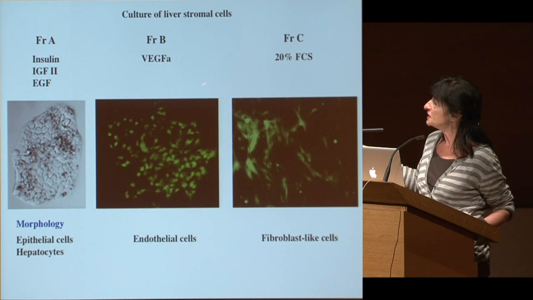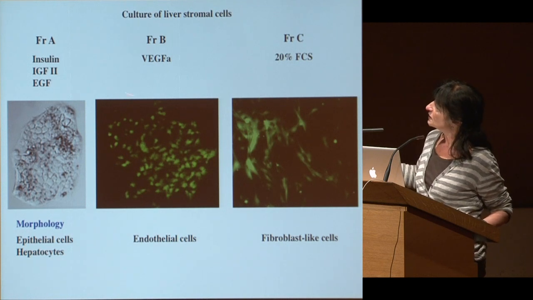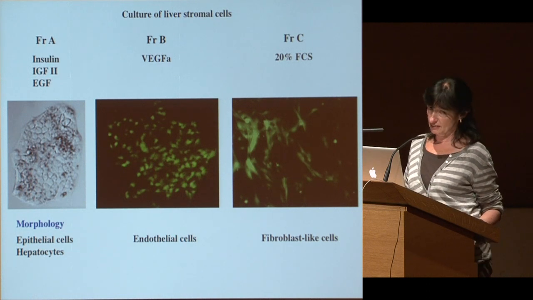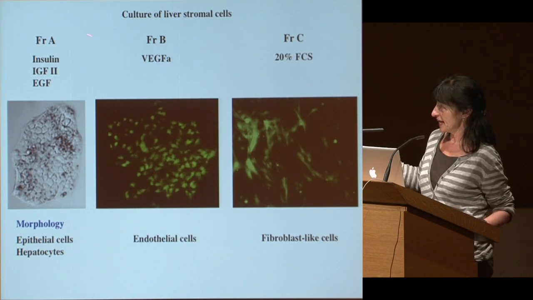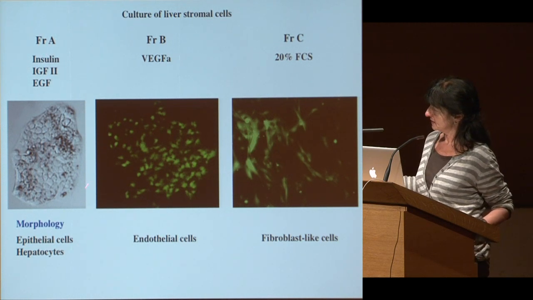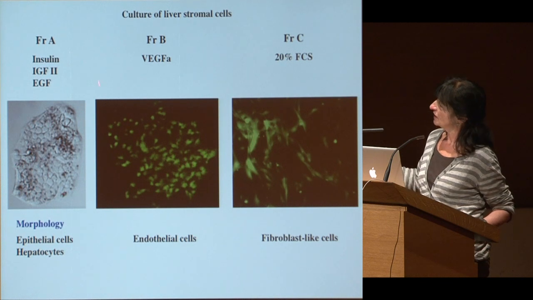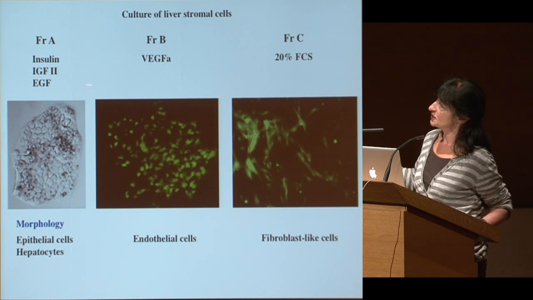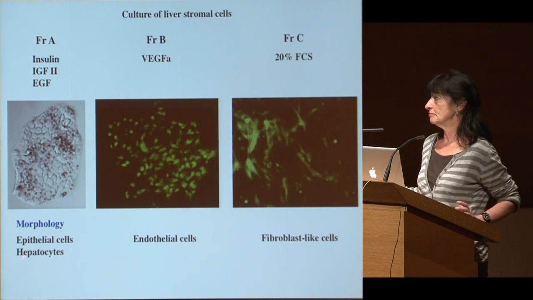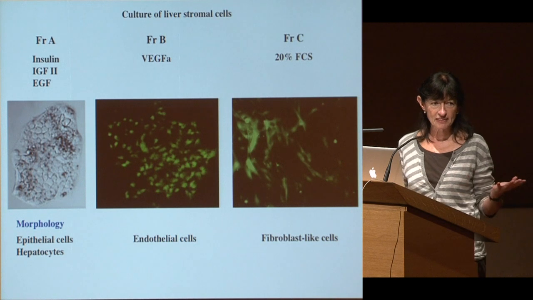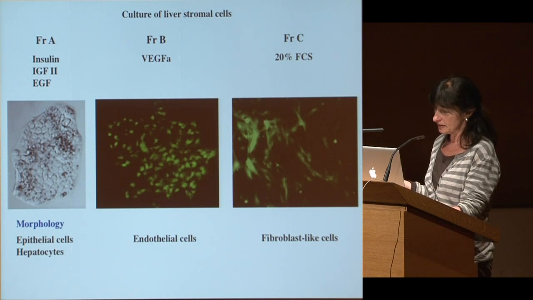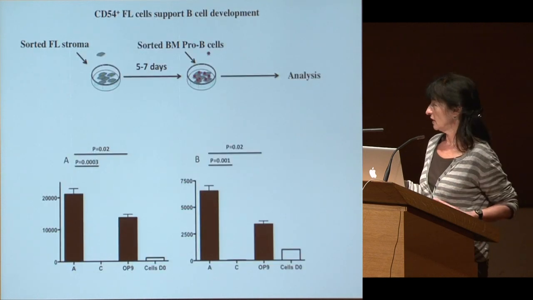Fraction B, as predicted, grew this way, only with VEGF-A added to the culture medium. Those are typical endothelial cells. Fraction A, which is the one that produces the cytokines, grows like this in colonies of this look. They only grow when you add insulin, IGF-2, and EGF. And they looked by morphology to be, you know, epithelial cells, and people tell me those look like hepatocytes. All right. So can those cells do something?